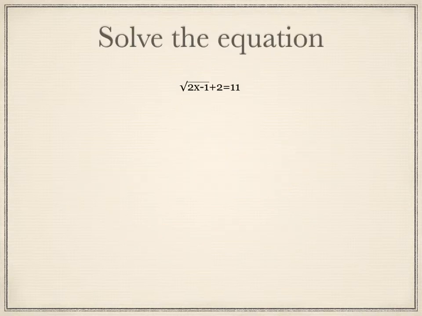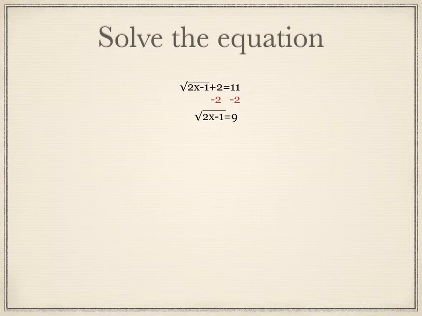Okay. Now we're going to go ahead and solve the equation. The square root of 2x minus 1, plus 2, is equal to 11. So we want to get x by itself. The first thing we're able to move is the 2 on the outside of the square root, that plus 2. The opposite of adding 2 is subtracting 2. So we get the square root of 2x minus 1 is equal to 9.